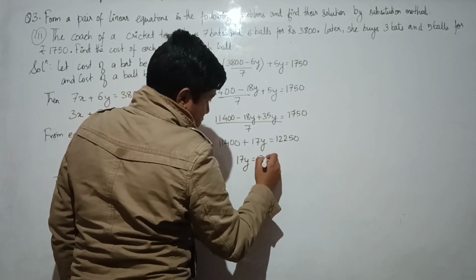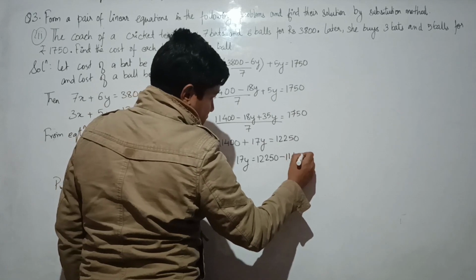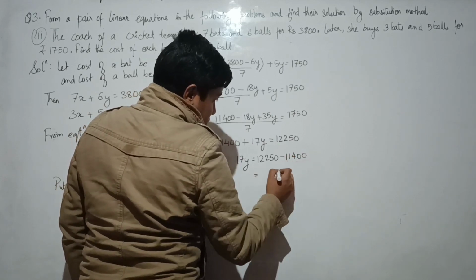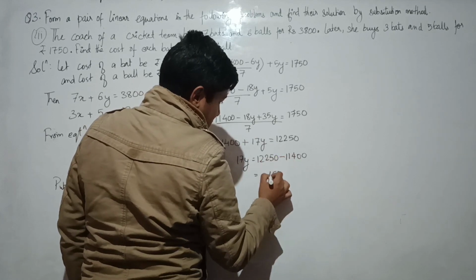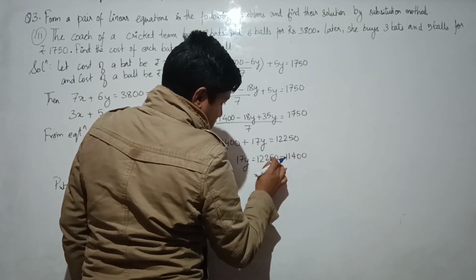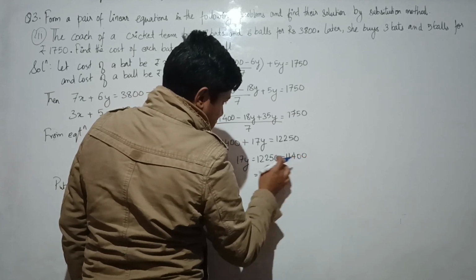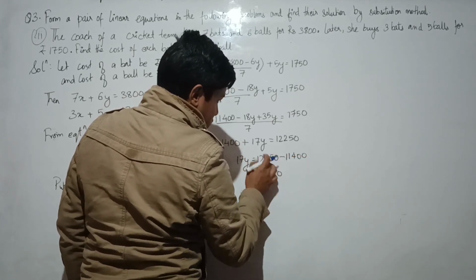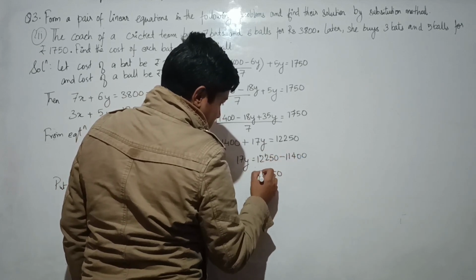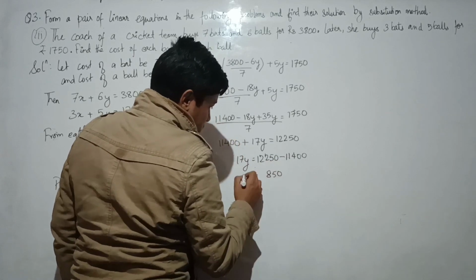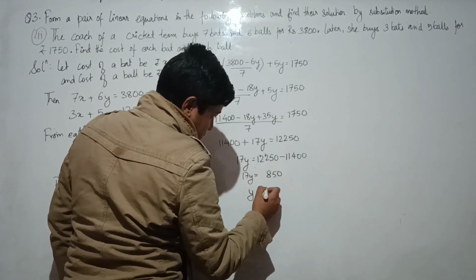7 times 1750 is 12,250. So 17y equals 12,250 minus 11,400. Subtracting, we get 850. So 17y equals 850.